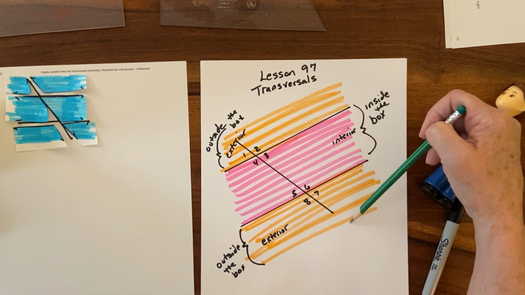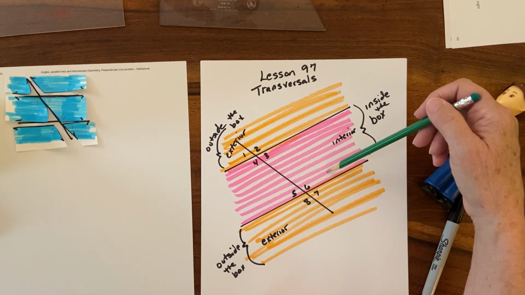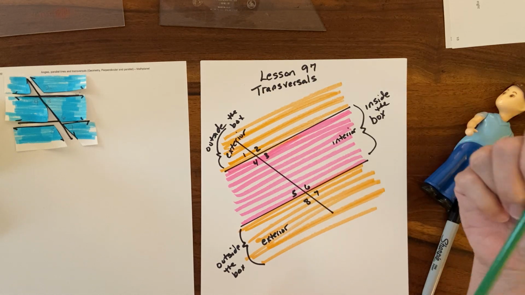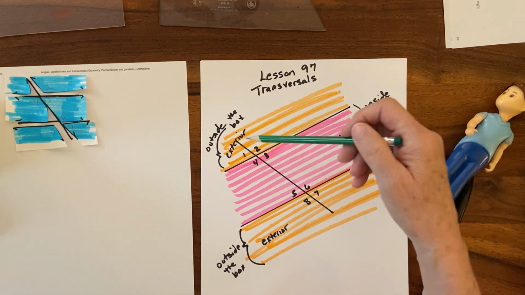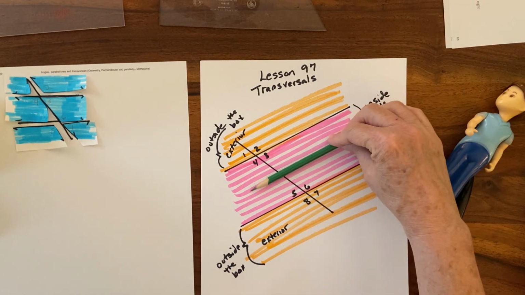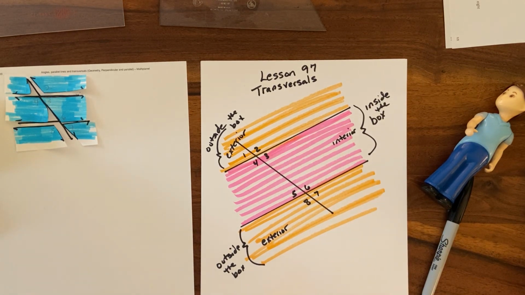Exteriors are outside the box, so the ones that are not in between those two lines. So 1 and 2, 7 and 8 are the exterior angles. Okay, so I've got my 8 angles. I've got interior angles and I've got exterior angles, right? Okay.